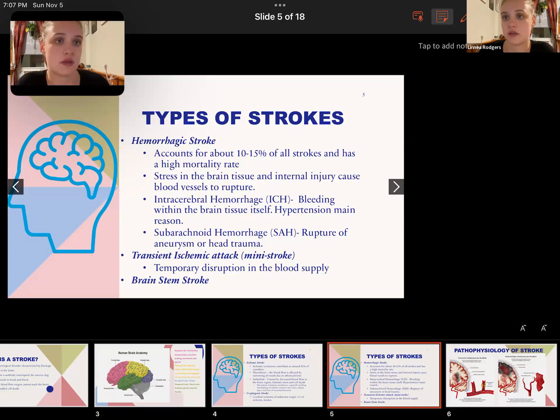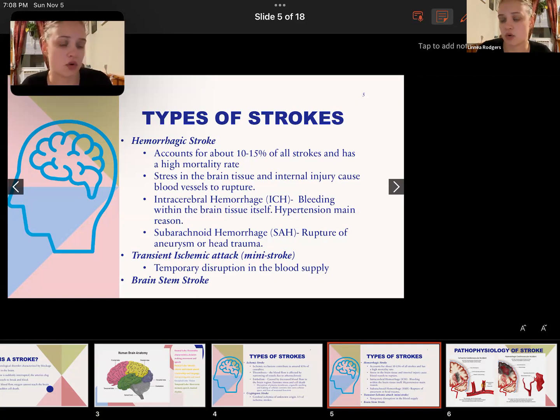Hemorrhaging refers to lots of blood being leaked out into space. So stress in the brain tissue and internal injury cause blood vessels to rupture. And there are two subtypes to this. Intracerebral hemorrhage is the bleeding within the brain tissue itself, and hypertension tends to be the main reason. And then we have subarachnoid hemorrhage, the rupture of an aneurysm or a head trauma.